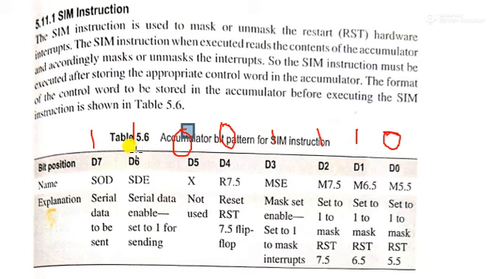Now come to the D6 and D7 bit. Here it is 1, here it is 1. That means we will allow the serial output data. Okay, so I think the SIM instruction is clear to all. Now come to the RIM instruction.